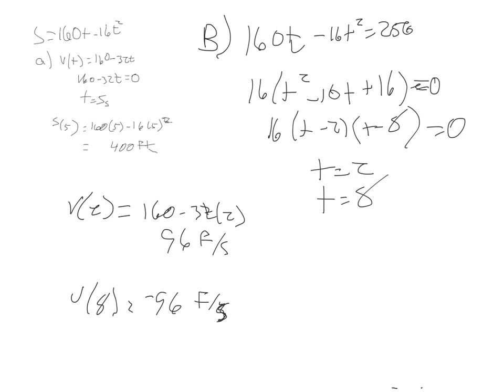So there's the first part of that problem. The velocity when the rock is going up and it hits 256 feet, the velocity is 96 feet per second. Coming back down at 8 seconds when it's at 256 feet again, the velocity now is negative 96 feet per second. The negative sign simply tells us that the rock is going down. But we also want to know the speed. Speed is the absolute value of velocity. Feet per second.